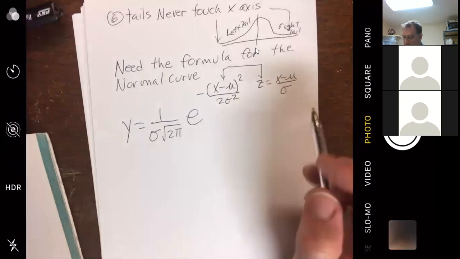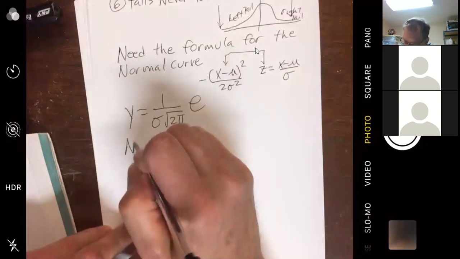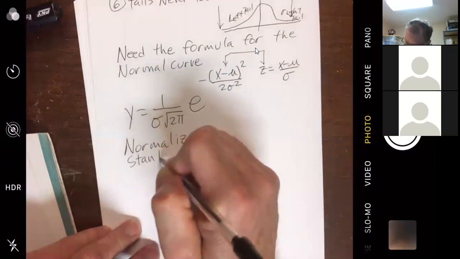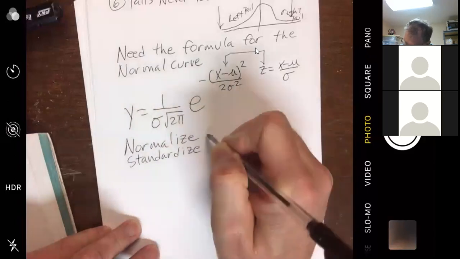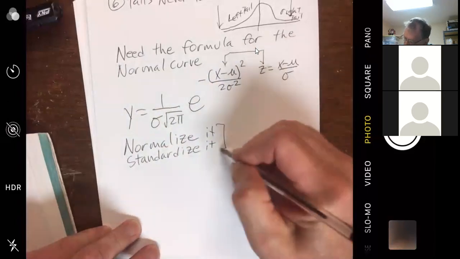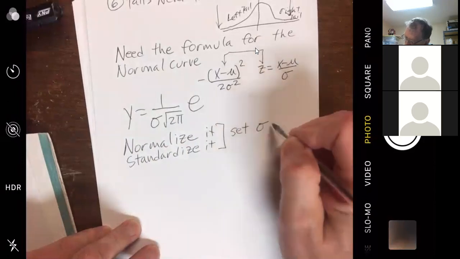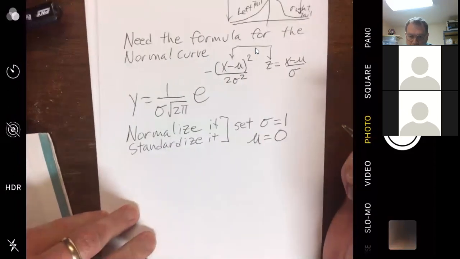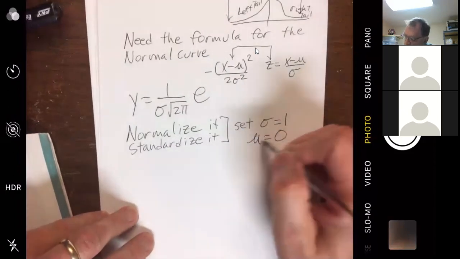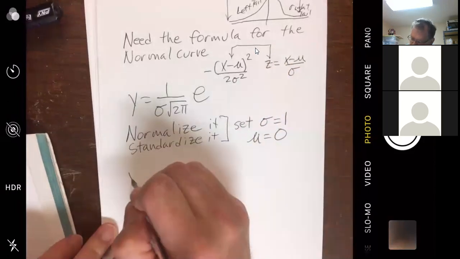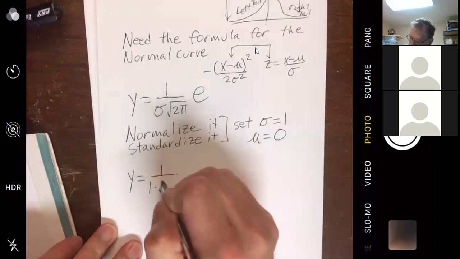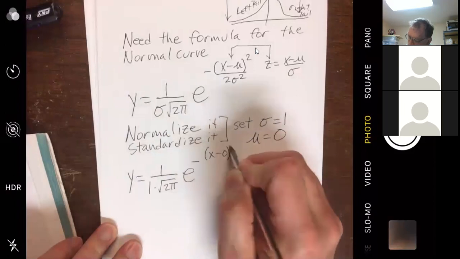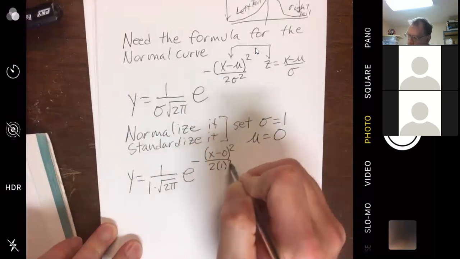Okay. We're going to normalize this. It's also called standardize it. And that means set sigma equals 1 and mean equals 0. Standard deviation 1, the mean equals 0. Let's plug those numbers in: 1 over 1 times square root of 2 pi, e to the negative x minus 0 squared over twice 1 squared.